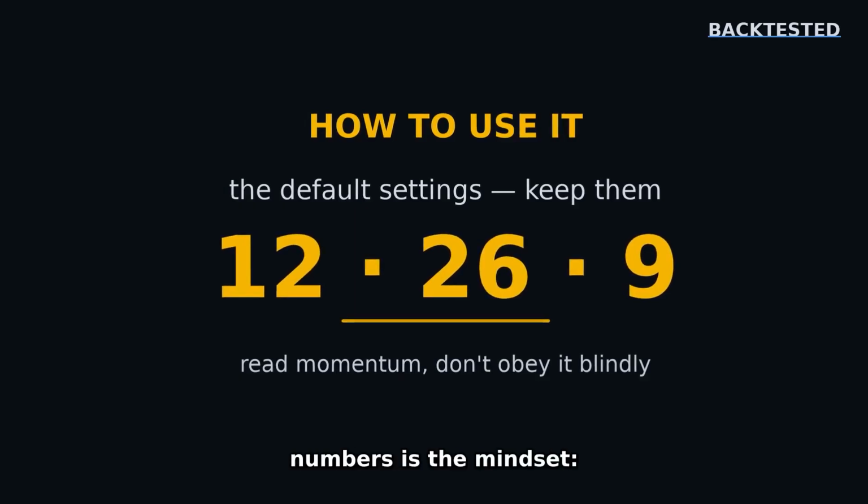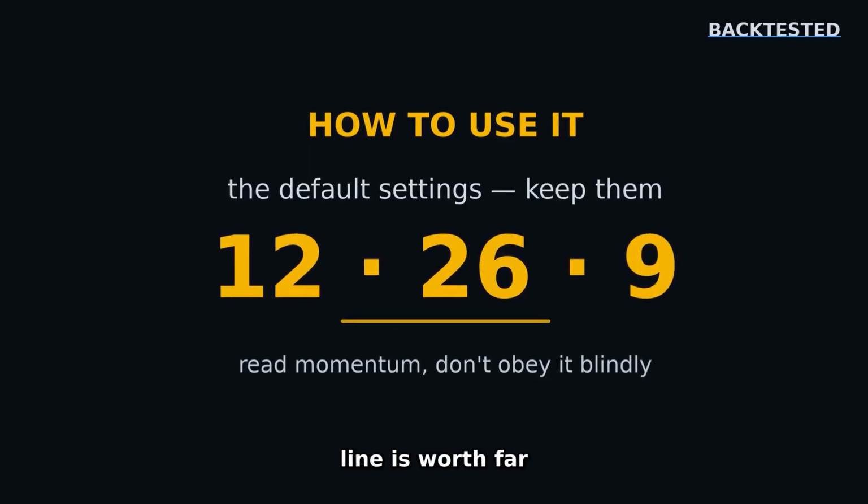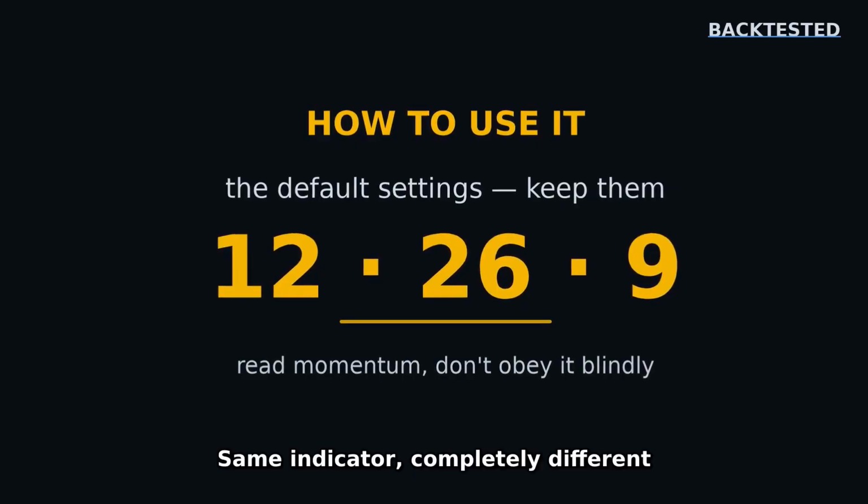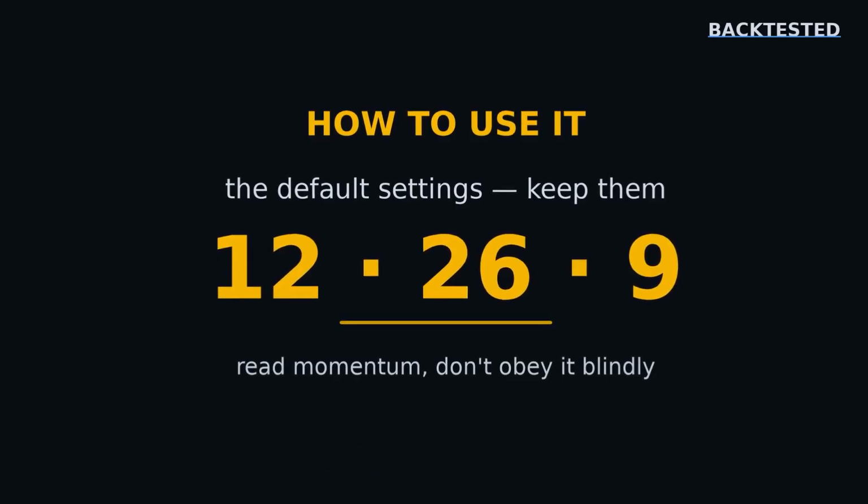More important than the numbers is the mindset. Read momentum, don't obey it blindly. A crossover that agrees with the trend and sits on the right side of the 0 line is worth far more than one firing against both. The MACD is at its best as one input among several, a way to gauge whether the force behind a move is building or fading. It is at its worst when treated as a standalone command to act. Same indicator, completely different results, depending on whether you use it as a lens or a lever. Read it, weigh it, then decide.